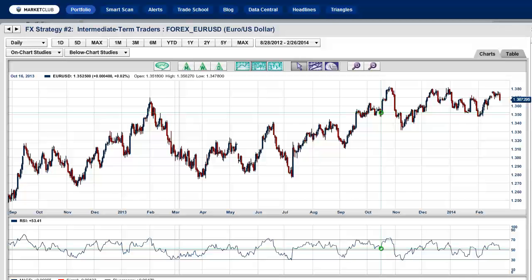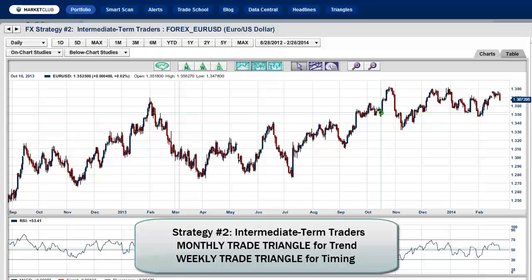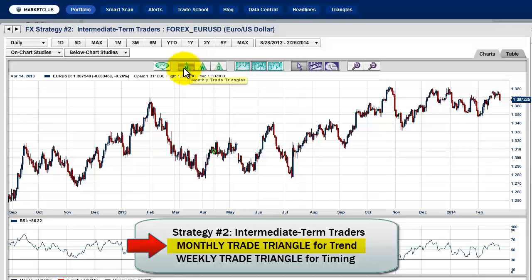In today's strategy, we're going to be focusing on the intermediate term trader. These are traders who would not want to get in and out of the market every single day, but to hold positions for a longer period of time. We're going to be looking at the euro versus the dollar, which we showed you in the first example of short-term trading. And we're going to be using the monthly for trend, which is right here, and the weekly for timing. A little bit different from our first strategy, which was the weekly for trend and the daily for timing.